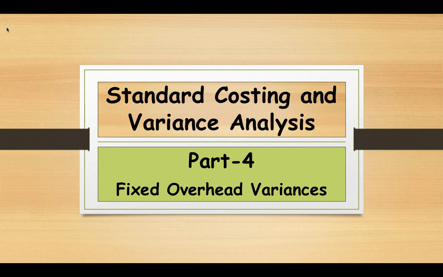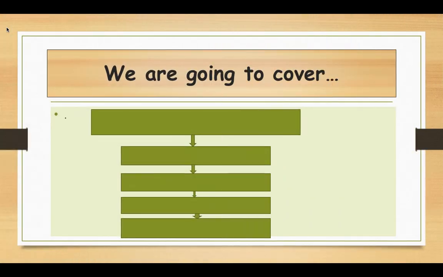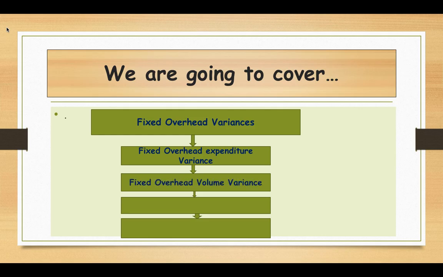This is Standard Costing and Variance Analysis Part 4. In this Part 4 of Variance Analysis, we are going to cover fixed overhead variances. Under fixed overhead variances, we are going to see fixed overhead expenditure variance, fixed overhead volume variance, fixed overhead capacity variance, and fixed overhead efficiency variance.